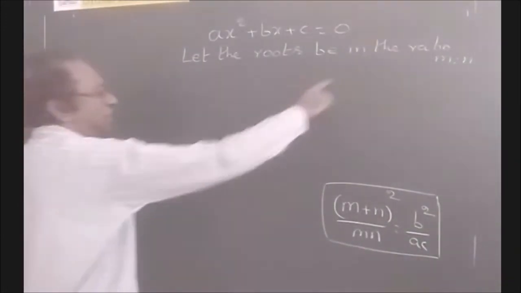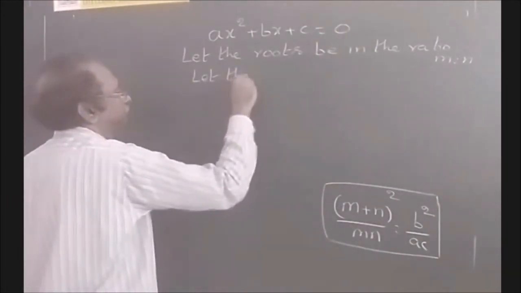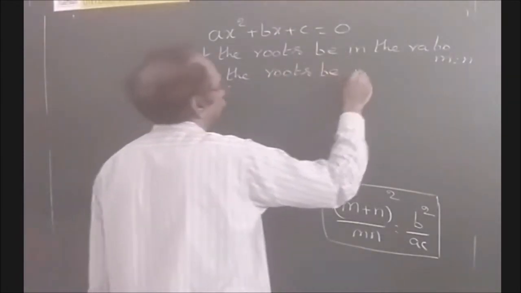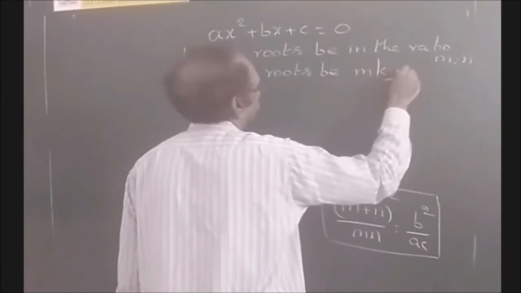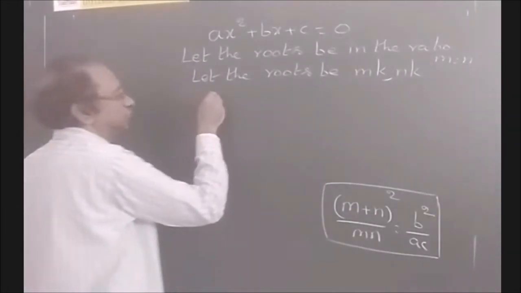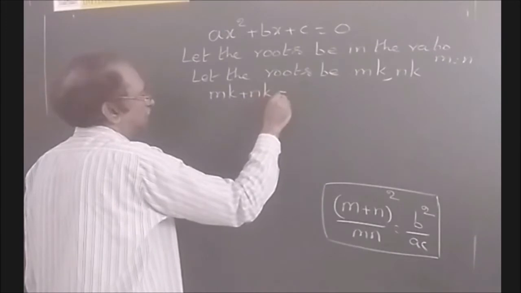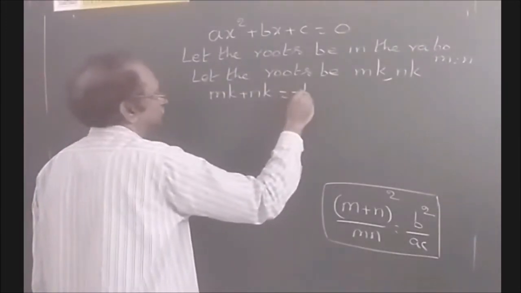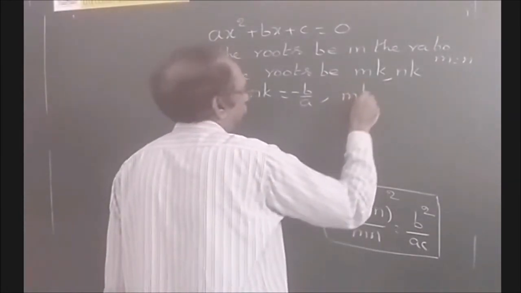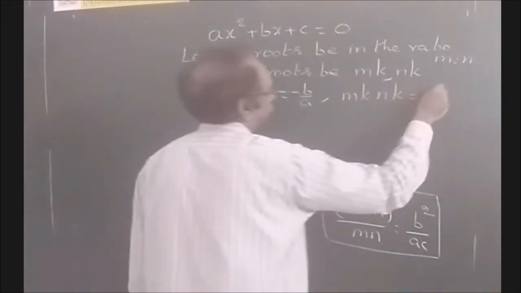See, because the roots are in the ratio m is to n, let the roots be mk, nk. Then what is the sum of the roots? mk plus nk. But what is the formula for the sum of the roots? Minus b by a. What is the product of the roots? mk into nk. What is the formula for the product of the roots? c by a.